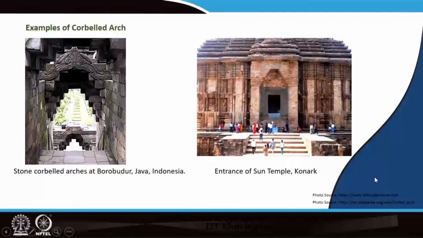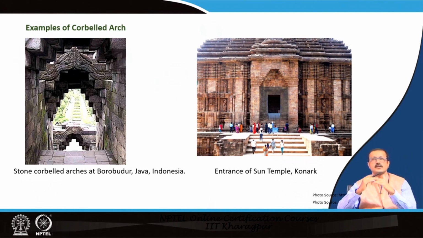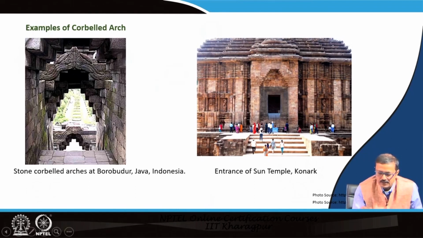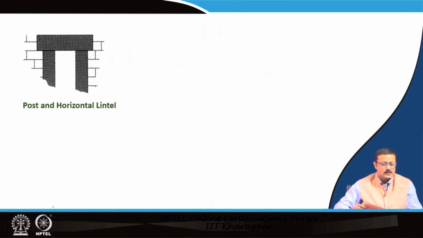So, in this case a corbelling can be done in various manners. Here two examples of the corbel arch are given. One is Borobudur, in Java, the temple where there are some stone pieces which create a cantilevering out kind of thing, and there are projections out of it. And there is another temple in our country, the Sun temple at Konark. Here also, in the very entrance gate, you see corbelling has been done.